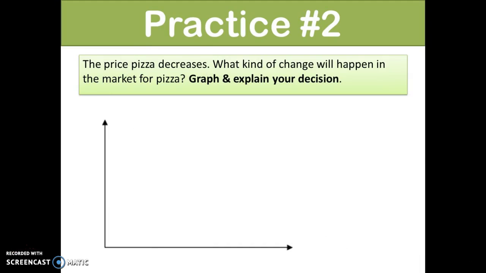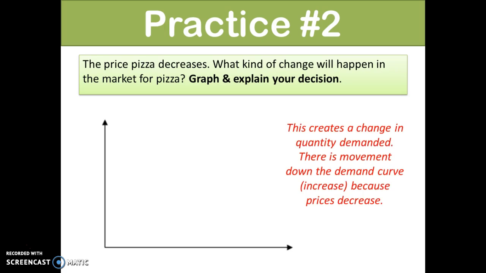And we can explain that this way. This creates a change in quantity demanded. There's movement down the demand curve because prices decrease.